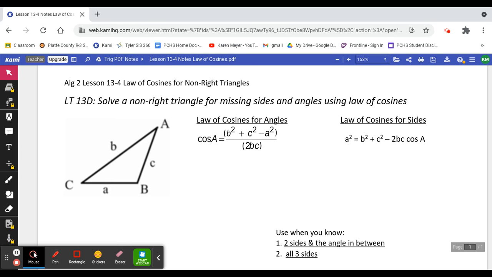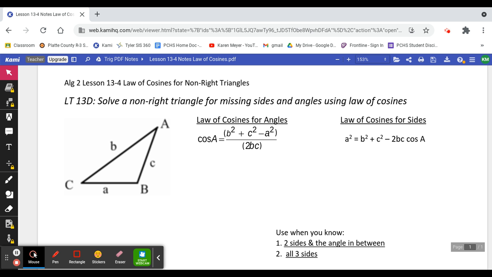Okay, this lesson we're going to talk about the law of cosines. Once again, we are focusing on non-right triangles. What happens if you don't know a little letter and a big letter that are the same? Then you can't use the law of sines, so you have to have a different way. So that's why they came up with the law of cosines.